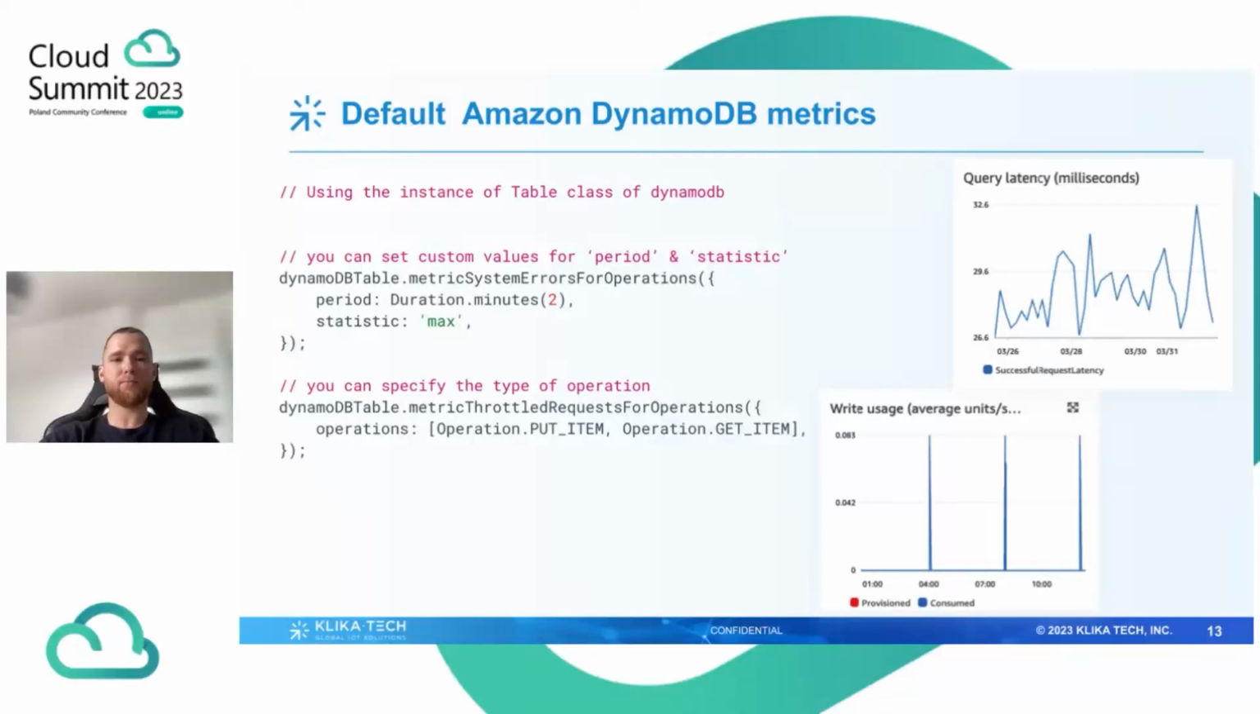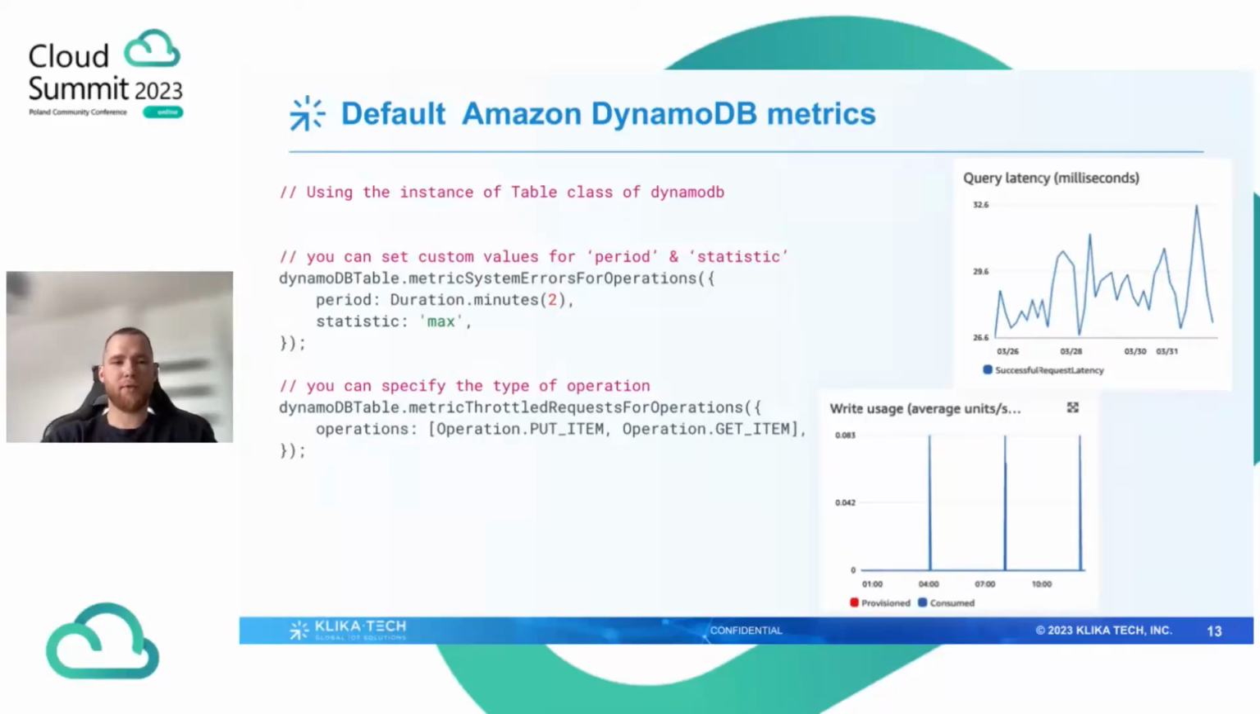And here is an example of how you can access default DynamoDB metrics using the AWS CDK for TypeScript. By using the Table class provided by the AWS DynamoDB module from CDK, we define a DynamoDB table, and then we can retrieve its metrics with built-in functionality. In the first example, we retrieve the system errors metric. You can see period and statistics parameters that can be specified optionally. By default, the period parameter is set to 5 minutes, and the statistic parameter is set to average.